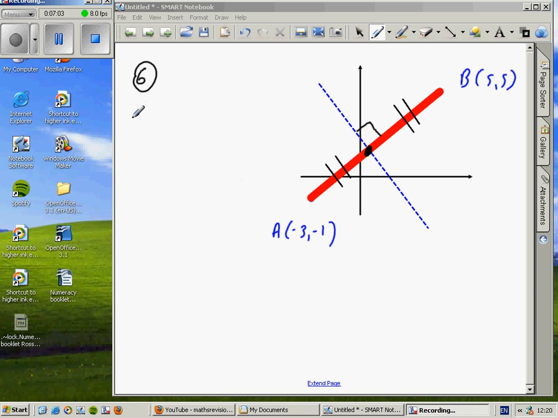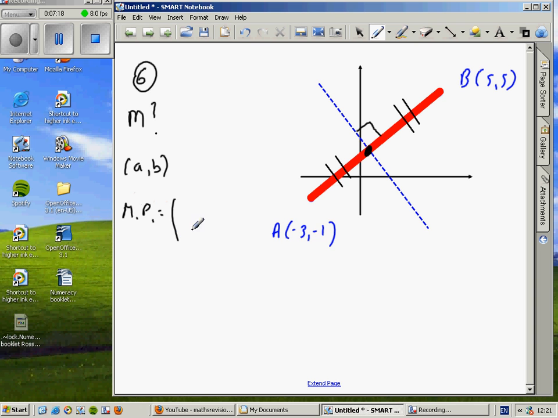Now to find the equation of any straight line, we need the gradient and we need a point. So we can first of all find the point, which will be the midpoint of AB. So that's an average of the x and y coordinates. Minus 3 plus 5 over 2 for the x coordinates, and minus 1 plus 5 over 2 for the y coordinates. Minus 3 plus 5 is 2, 2 over 2 is 1, minus 1 plus 5 is 4, 4 over 2 is 2. The midpoint is given by 1, 2. We've got a point, we now need to find the gradient.